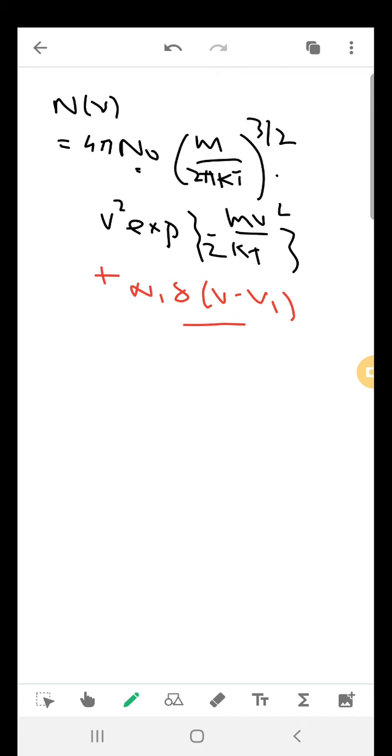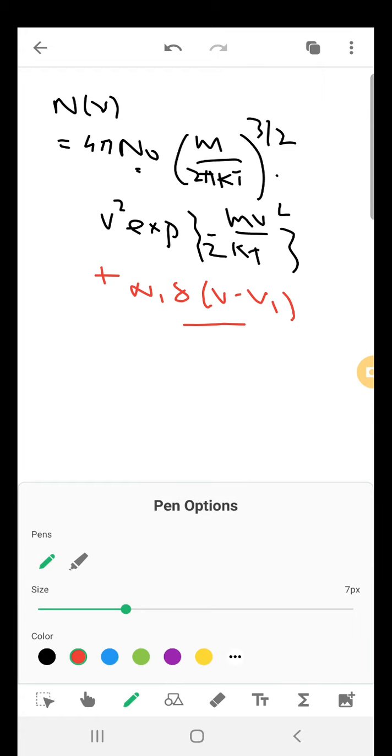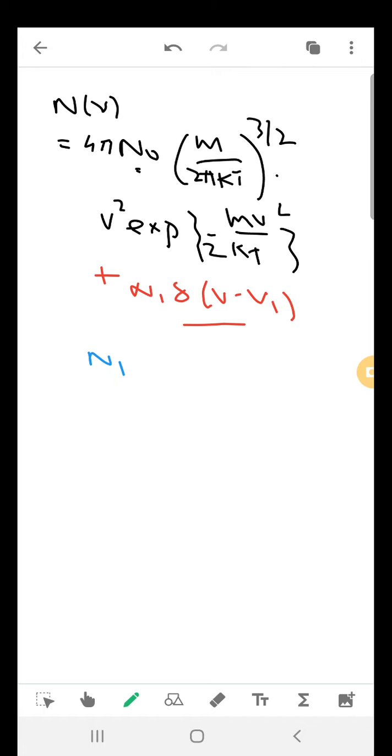So this is the Dirac delta function and it has the dimensions of inverse velocity. It is based upon the fact that we are considering that n1 molecules will have a speed v1, and the total number of molecules is of course n0. So this is how this representation of n in terms of the velocity v can be written in terms of this Dirac delta function.